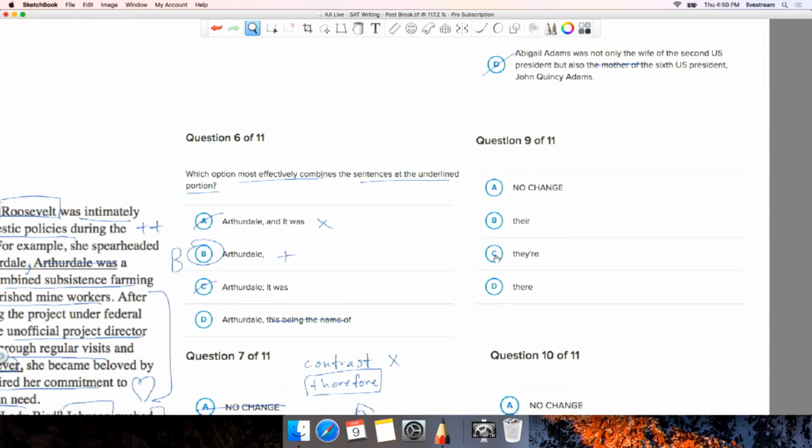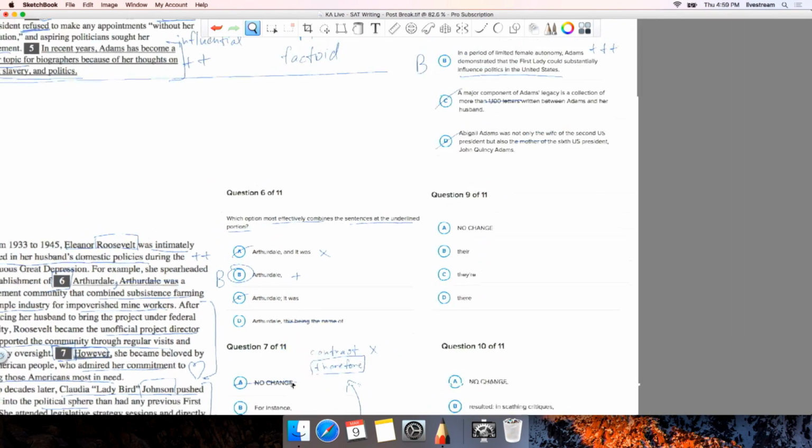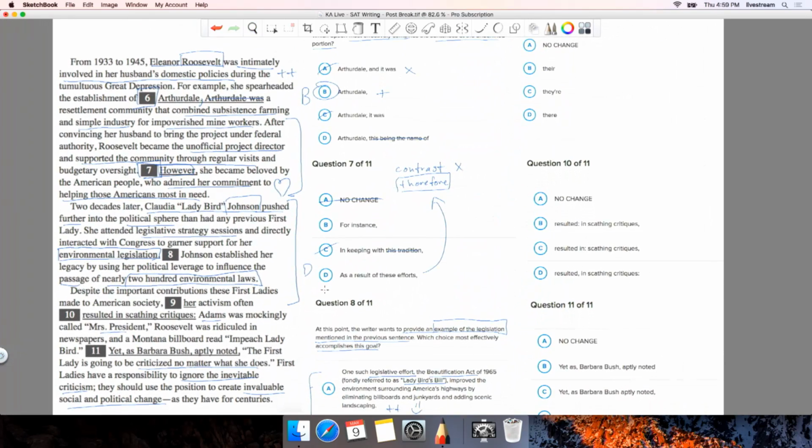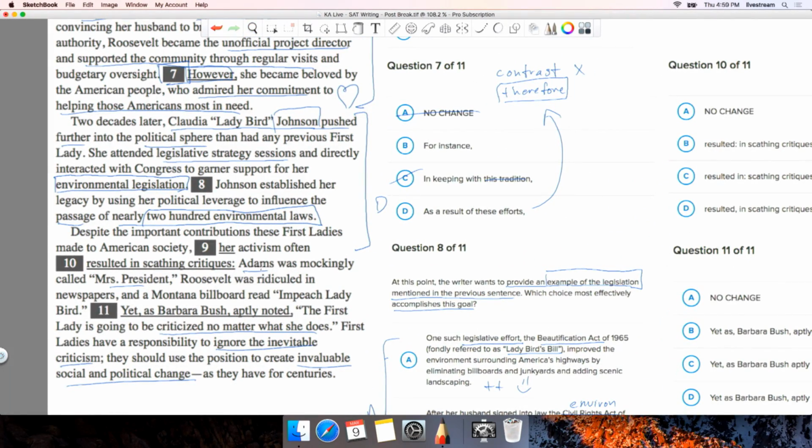Let's take a look. Question number 9. So this is a stemless question, and so we're going to take a look at question number 9. Despite the important contributions these first ladies made to American society, and I'll zoom in here, her activism often resulted in scathing critiques. So I'll just focus on this "her" part here. So despite the important contributions these first ladies made, her activism often resulted.